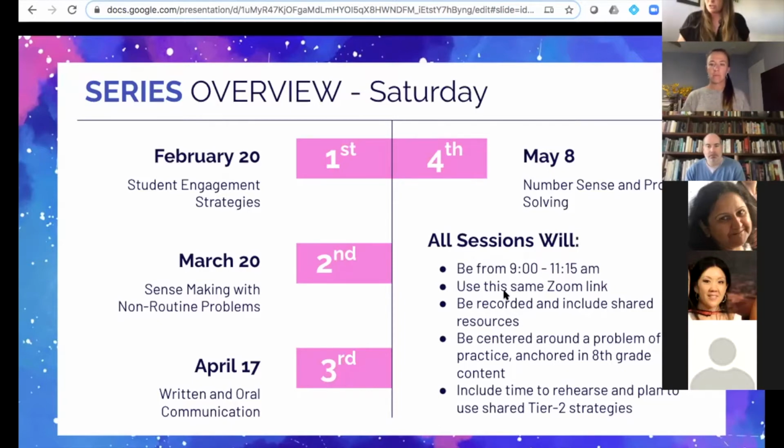and we will always have all of the resources shared. We will have a recording of the session in case you need to step out and need to catch up on something or look back. And as we mentioned, there will be that problem of practice that's the focus for each one of the sessions, and we'll have that rehearsal time built in. So hopefully you'll feel really prepared to leave this meeting with something in hand that you can use in your classroom.